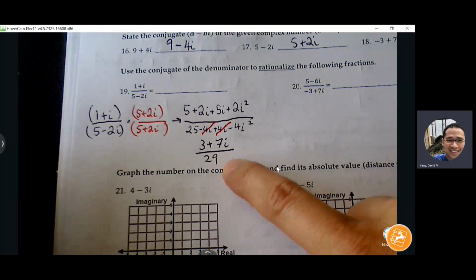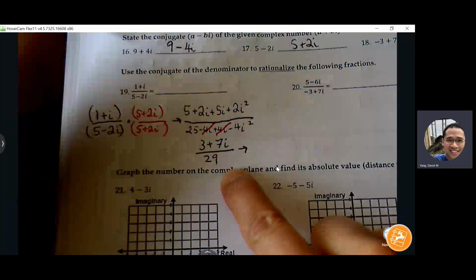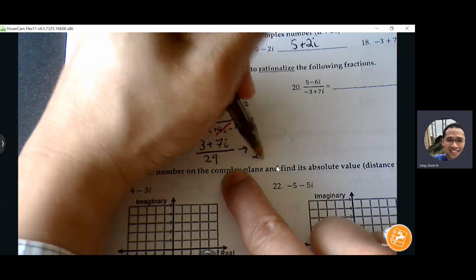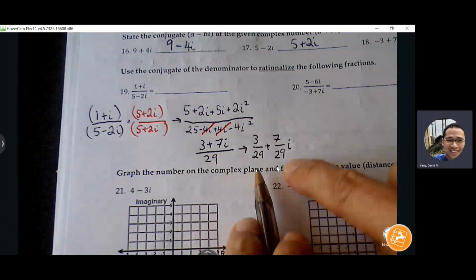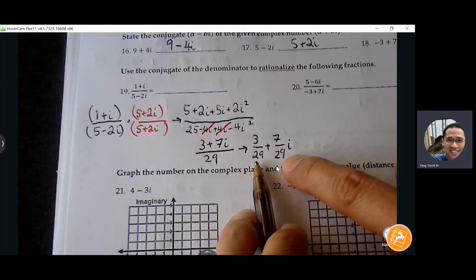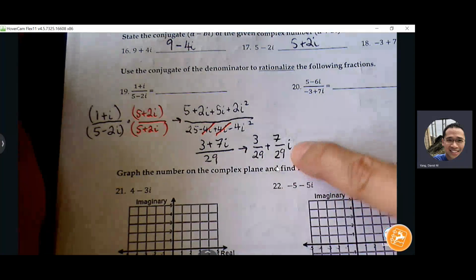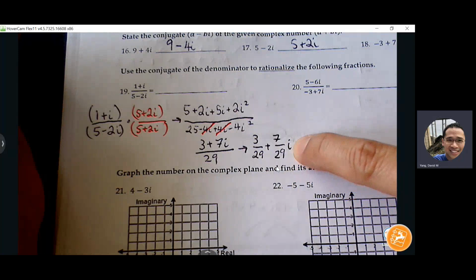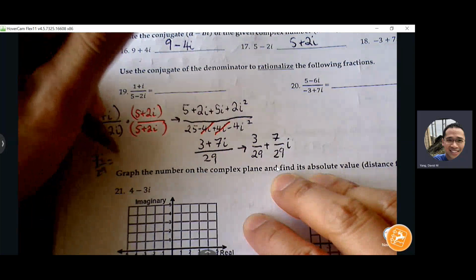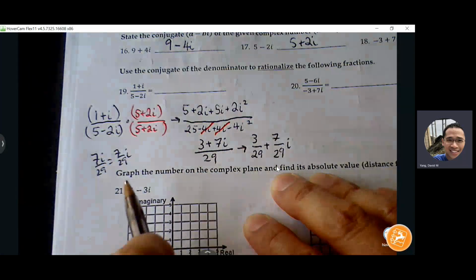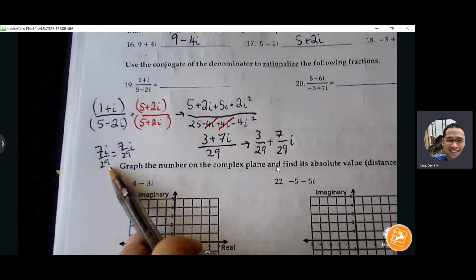So this is acceptable, but sometimes the problem wants you to write it as a plus bi separated, so you can write it as 3 over 29 plus 7 over 29 i. It just allows you to see that a plus bi a little bit more cleanly. The i is in the numerator, but you can always push it out in front. So 7i over 29 is the same thing as 7 over 29 times i. Typically, I like to see it in this form. It just feels more familiar to me, but you can write it as 7i over 29 if you want.